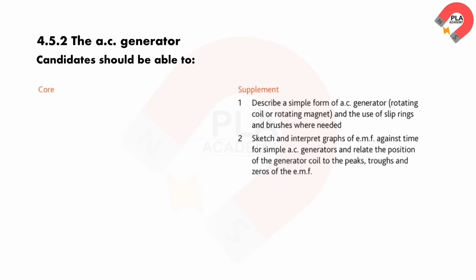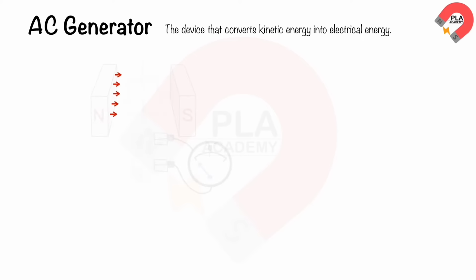Candidates are expected to have a thorough understanding of the syllabus details outlined in the accompanying figure. The AC generator is a device that converts kinetic energy into electrical energy. It is used in power stations to generate electricity that is transmitted to houses and industries. The simple AC generator is based on the principle of electromagnetic induction. Further information on this principle can be found in section 4.5.1.